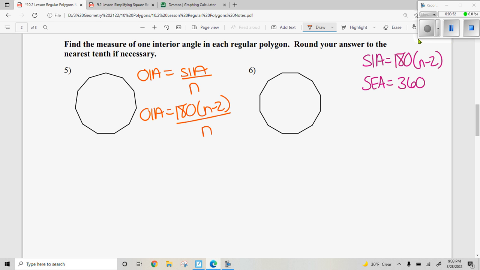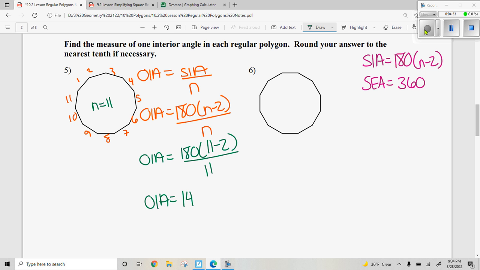And so if we look here, I have 1, 2, 3, 4, 5. This is an 11-sided polygon. It's a regular polygon. So we can plug 11 in for n into our formula, and we can find the measure of one interior angle. And again, be careful, we're plugging 11 in twice. So let me calculate. So we get one interior angle to be 147.27.